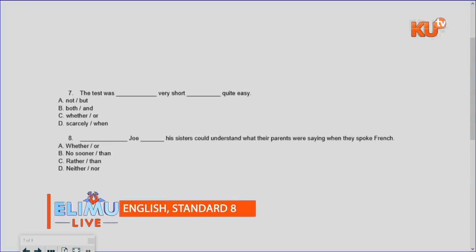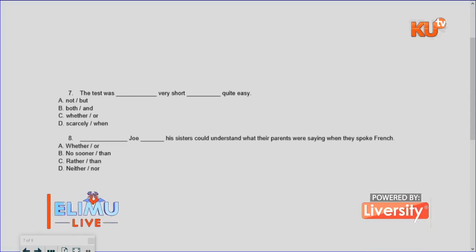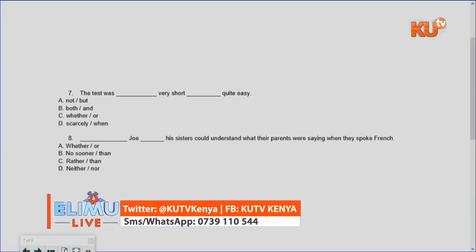The test was dash, very short, dash, quite easy. The test was not very short but quite easy, was both very short and quite easy, was whether very short or quite easy, scarcely very short and quite easy. So the test was both very short and quite easy is your correct answer there.